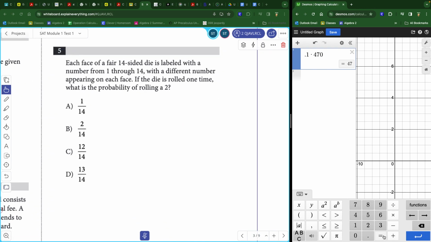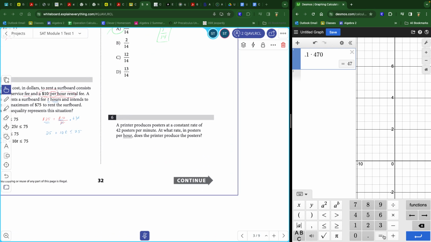Question 5. Each face of a fair 14-sided dice. So you've got a dice with these 14 sides on it. I can't draw that, but there's a different number appearing on each face. If you roll it one time, what's the chance of rolling a 2? Well, there are 14 different numbers you could get, but only one of them is a 2. So you've got a 1 in 14 chance of getting a 2.